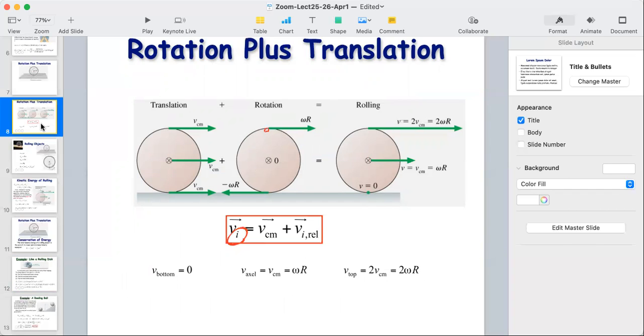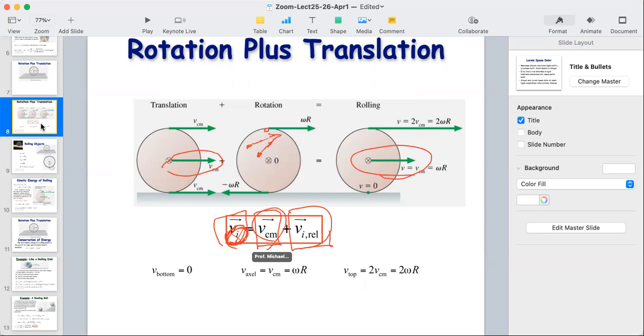Okay. So if we think of just any one little tiny piece of mass of the wheel, then the ith piece of mass of the wheel has a velocity that's equal to the center of mass velocity of the entire wheel, plus the relative velocity of that ith piece relative to the center. So that would be like on this case right here.